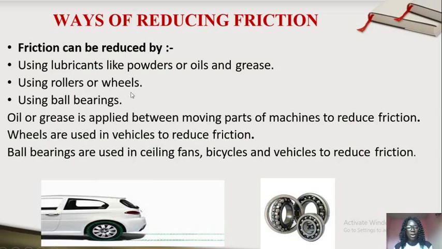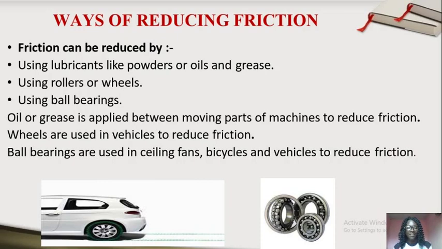And using a roller or a wheel, this wheel here that is attached to our car, also helps us to reduce friction in our moving vehicles. And ball bearing, just as we saw, is used in vehicles and bicycles to also reduce friction. So basically, here we have ways of reducing friction. The first one is by making use of lubricant. The second is by making use of wheels in our vehicles, and the other one is by making use of ball bearings. Ball bearings are used in our ceiling fan, our bicycle, and our automobile. Okay, so that's all for today.